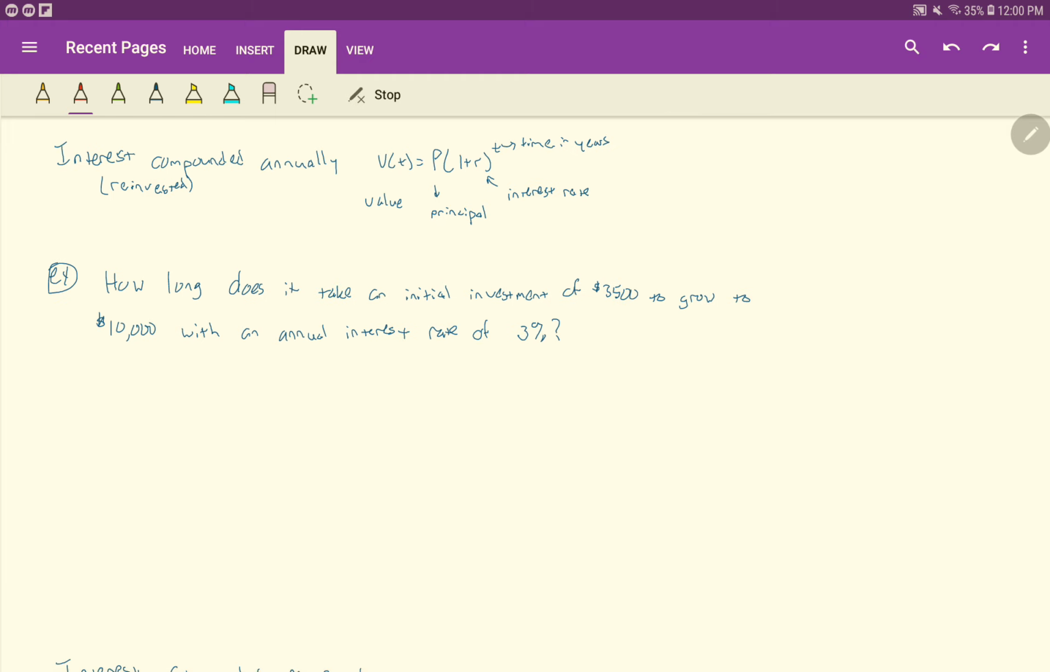So, example: how long does it take an initial investment of $3,500, so that's our P, that's where we start with, to grow to $10,000?